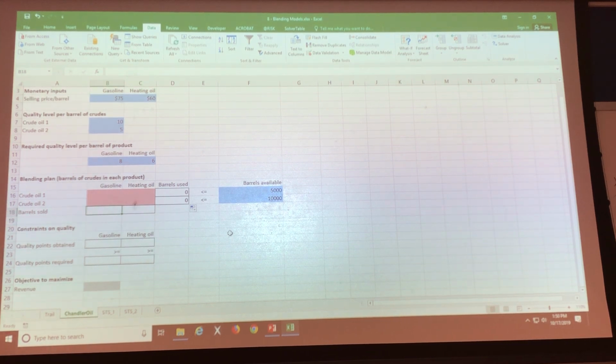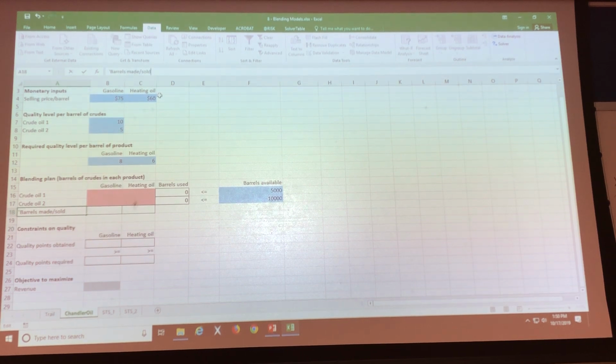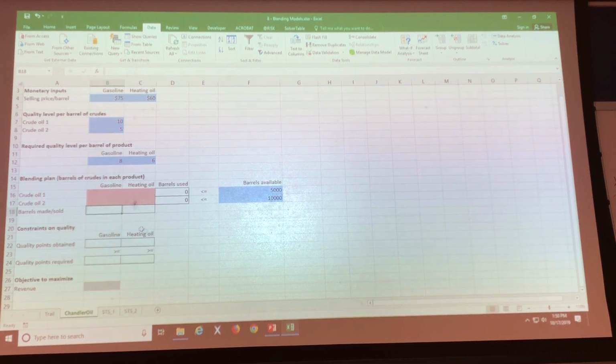Now, I could call this barrels made/sold, because basically there's another assumption there, that whatever we make, we can sell. There's nothing about demand in here, nothing constraining how much we should make. If we have enough input to make it, they'll buy it. If we make it, they will buy it. So how do we figure out how many barrels are made/sold? What do we do of gasoline? Yep, we just sum that up.